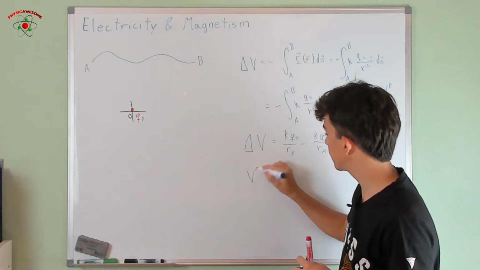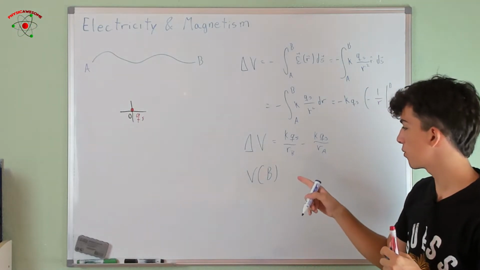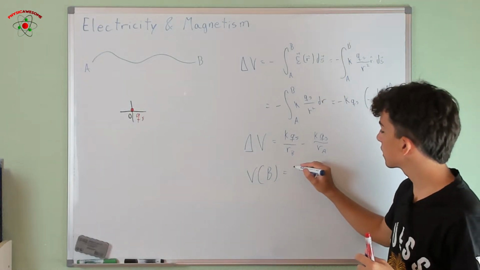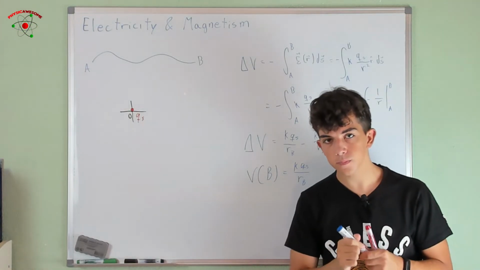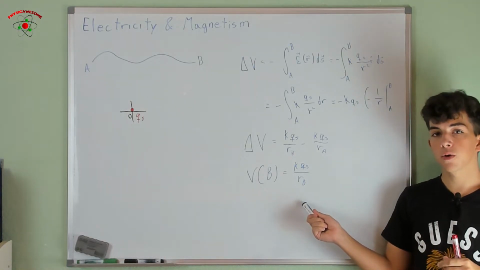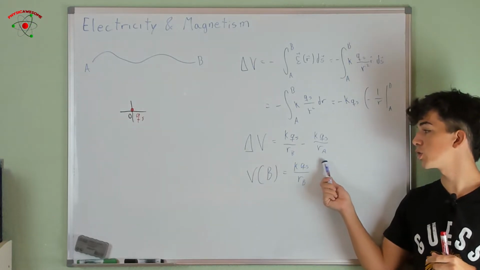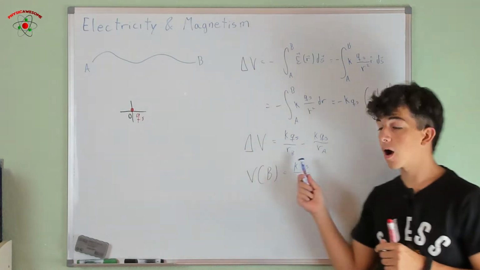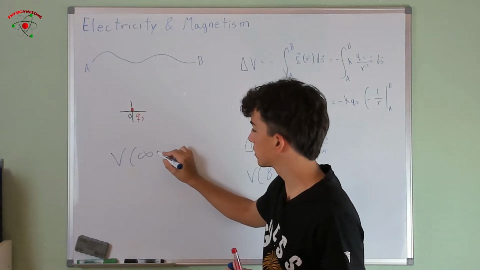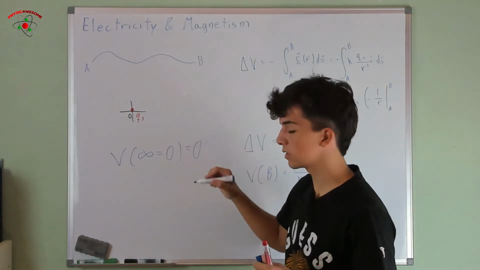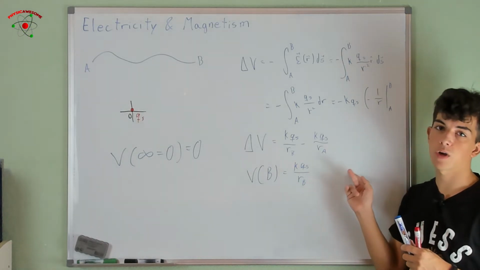So we could say that the electric potential at the point B equals kqs over rb. By knowing this, we are now able to find the zero point, because what we are going to assume is that, for example, ra is going to be at infinity. So we will say that at infinity this equals 0, and that way we make sure that there are no constants that we have to add here.